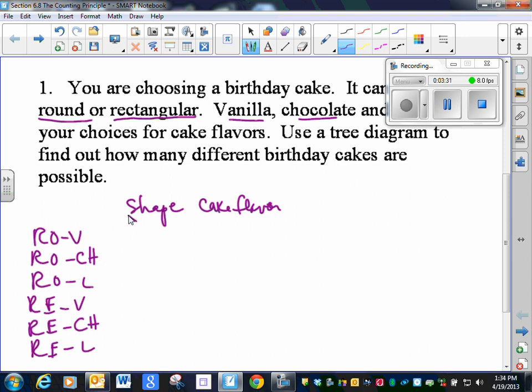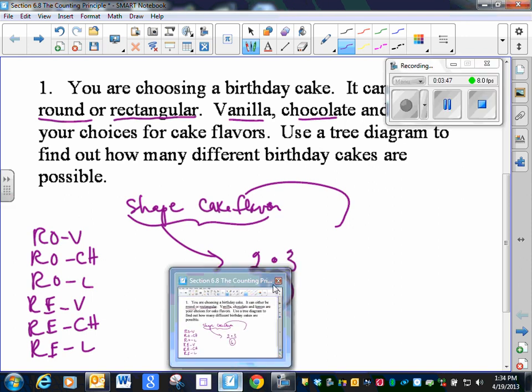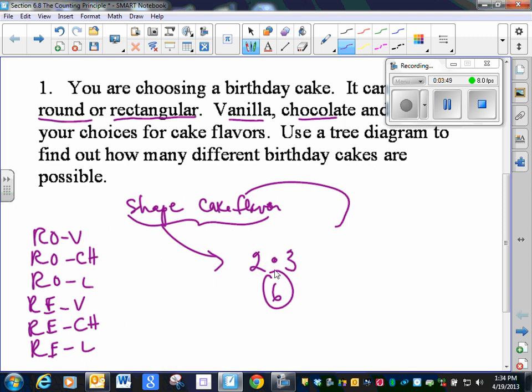If we use the multiplication principle, the counting principle, how many choices for shapes did we have? Just 2, round or rectangular. How many choices for cake flavor did we have? 3. 2 times 3 is 6. Now I don't know about you, but I prefer this short little mathematical way to calculate my number of options rather than making a list or a tree diagram.